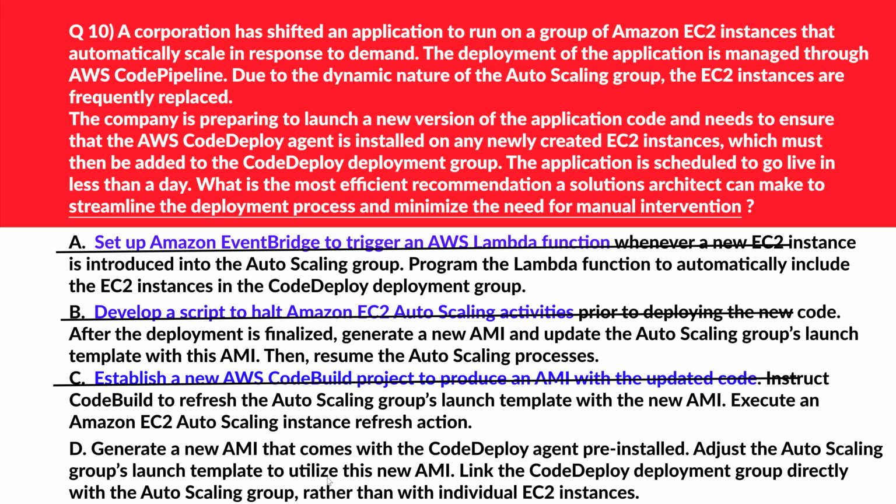Option D is the most efficient because it automates the process of installing the CodeDeploy agent on new instances by associating the CodeDeploy deployment group with the auto-scaling group. Any new instance that comes up as part of the auto-scaling group will automatically have the CodeDeploy agent installed and be part of the deployment group. This eliminates the need to manually install the CodeDeploy agent on new instances, thus reducing the operational overhead as required by the question. We'll lock this.